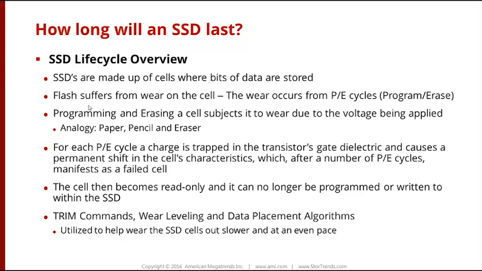Let's have a real quick overview of the SSD lifecycle. SSDs are made up of cells, where bits of data are stored. On the previous slide we talked about the difference between SLC, MLC, and TLC. Let's talk about how those cells wear out. Flash suffers from wearing out the cells. So how does that wear occur? It occurs from what are known as PE cycles. These are program and erase cycles.